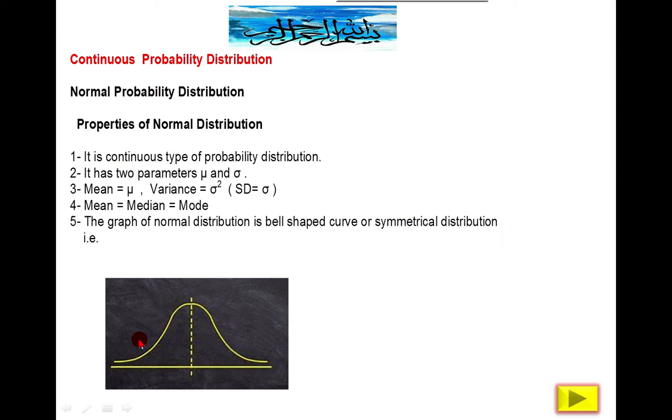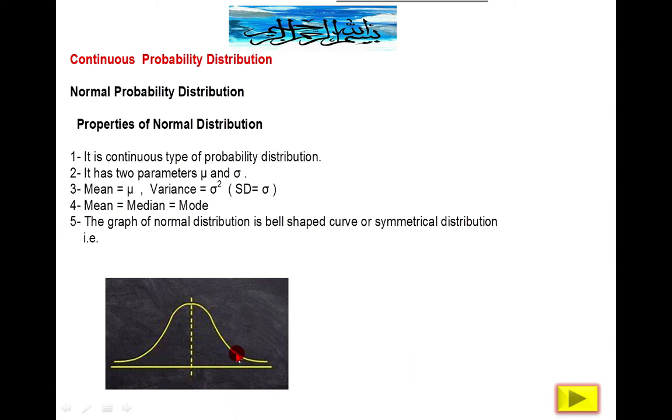This is the graph between the midpoints or observations and frequencies. You have already plotted the frequency polygon, frequency curve and histogram. If you plot the data with frequencies and the graph is bell shape or symmetrical, it is called a normal graph. So the graph of the normal distribution is a bell shape curve or symmetrical.